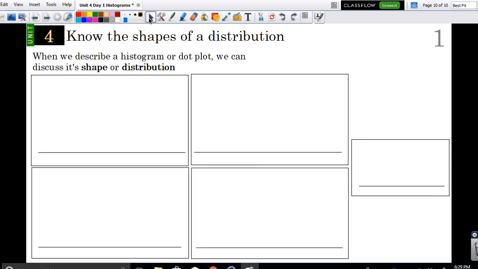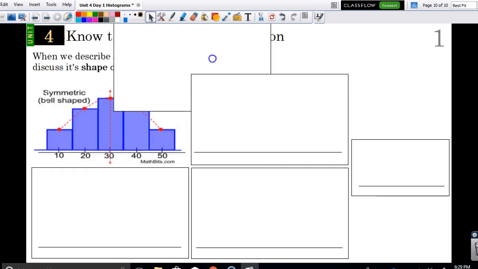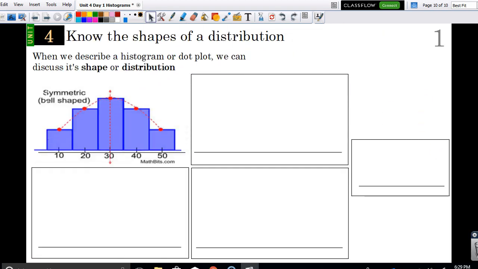Now, there are 5 different shapes that you need to know about, and this will be the last slide of this video. When you describe a histogram or a dot plot, we can discuss its shape or distribution. Here's the first one. You'll probably want to, after I'm done speaking, pause and copy this down. The first shape is the most common shape, called the bell graph or the bell curve.